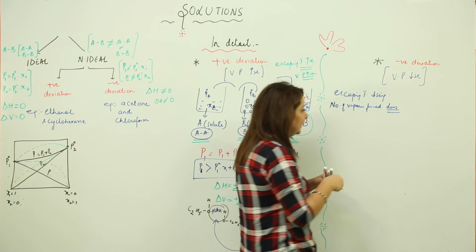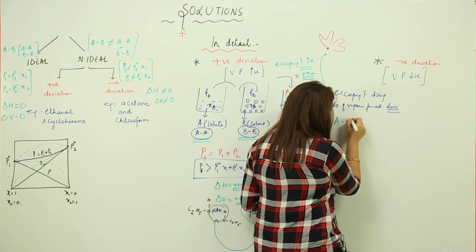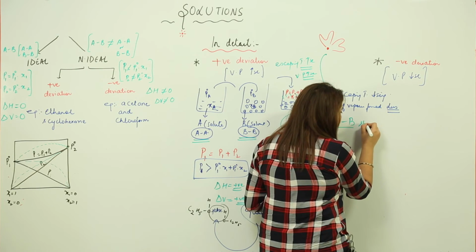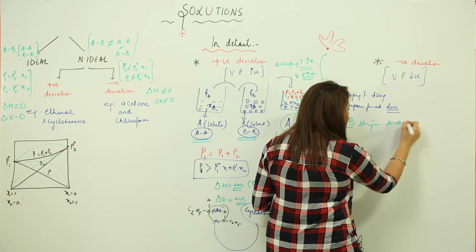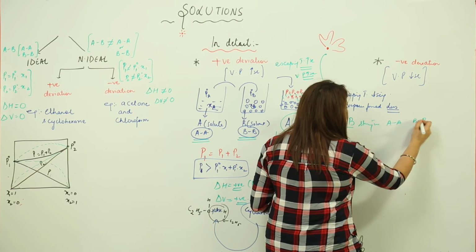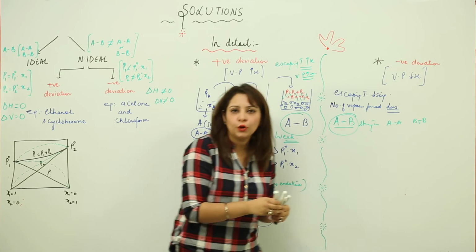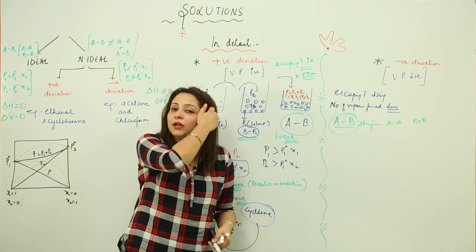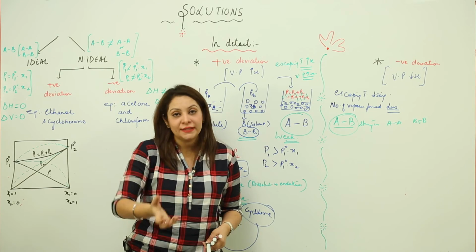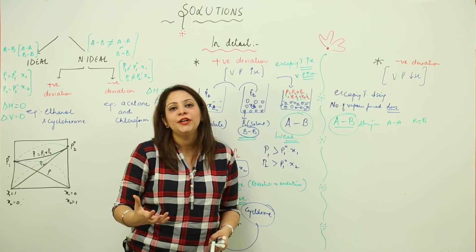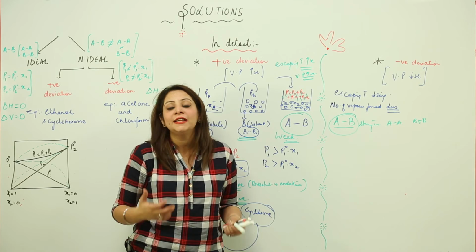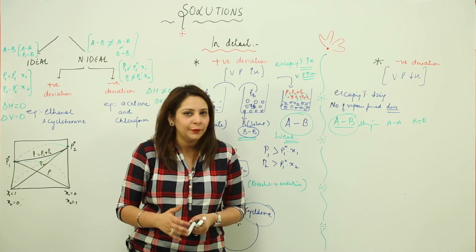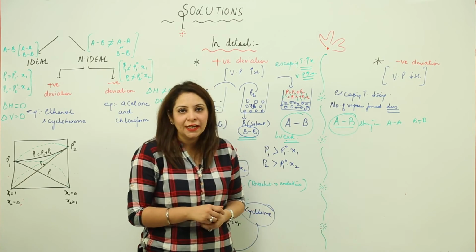Obviously, what we get to see is that the interaction between A and B is stronger if we compare it with the interaction between AA and BB. So the resulting solution which contains solute and solvent has more attractive forces, and more attractive forces means they are less free to escape, right? When they are less free, obviously there are fewer vapors, and fewer vapors means low vapor pressure. This is what we get to see in negative deviation.